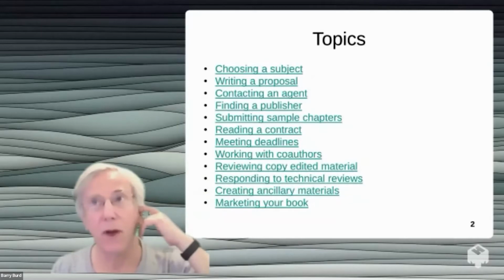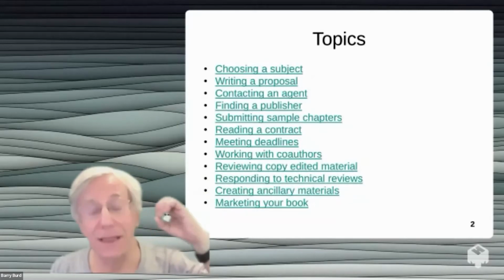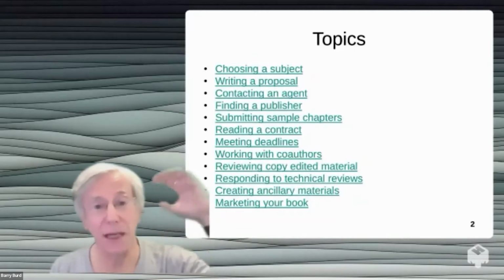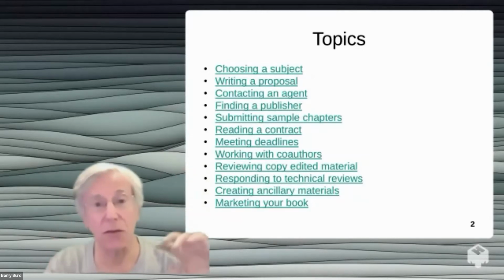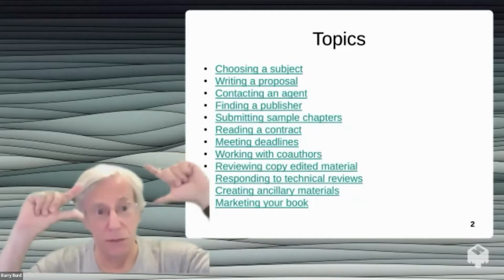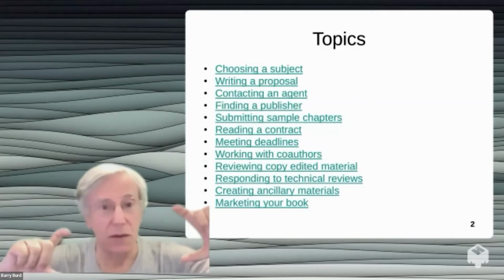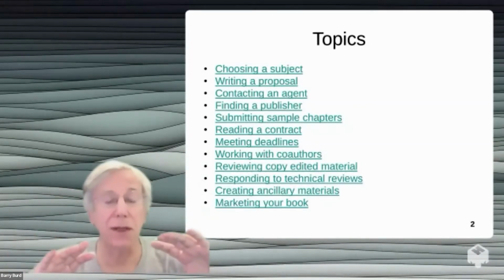But what I think is the standard now is that each publisher has their own template for the proposal, and it has certain questions. Summarize the idea for the book. Why is this book different from books that are on the market? What kinds of other books are on the market and how are they selling?